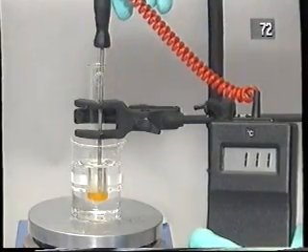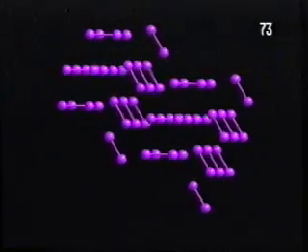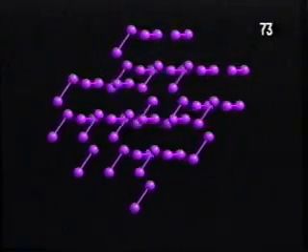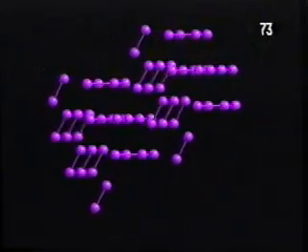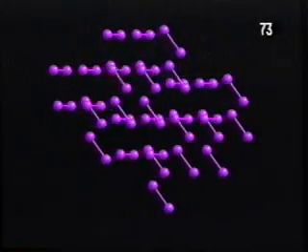To understand this, let's see how the atoms in these substances are arranged. Here's a computer-generated model of solid iodine. Each iodine atom has just one other iodine atom a short distance away. If I mark these short distances by lines, this is what we get. The structure consists of pairs of iodine atoms.